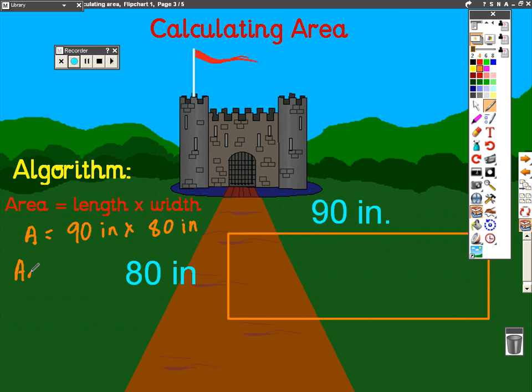So I have my area equals 9 times 8 is 72. And I have 2 zeros, so I'm going to tack that on. So it's really 7,200. And inches times inches, that's going to be square inches, which is the same thing as inches squared, inches times inches.